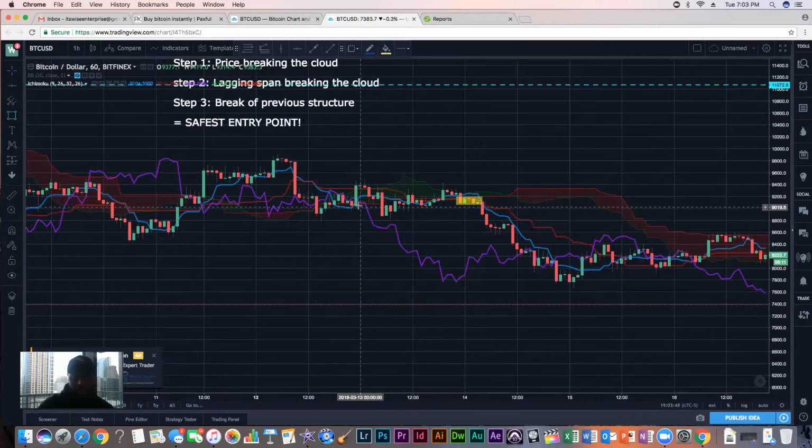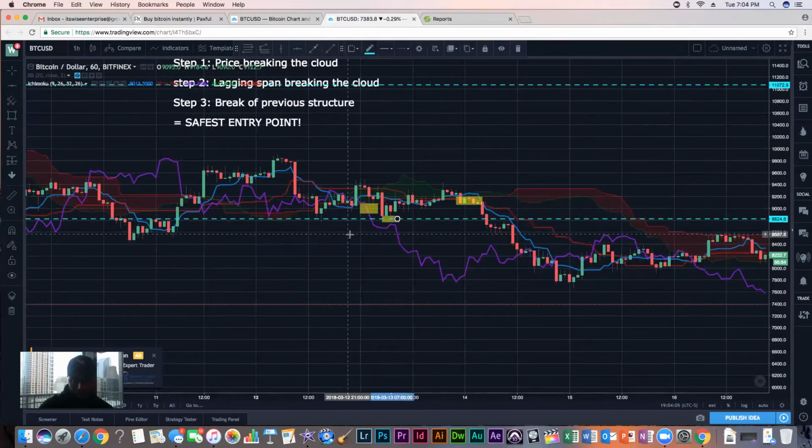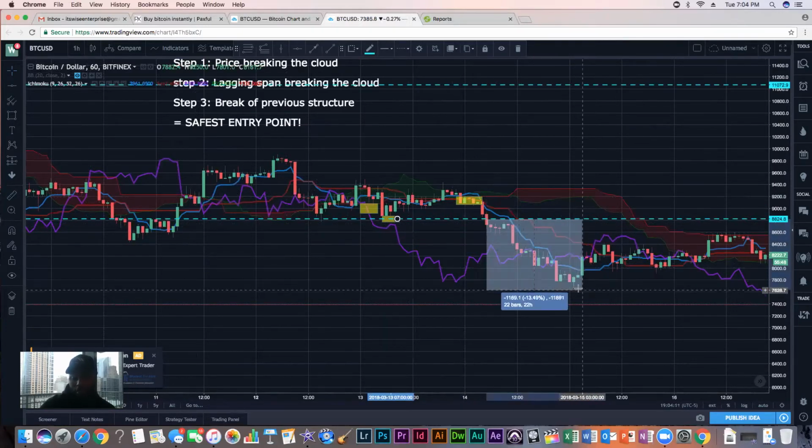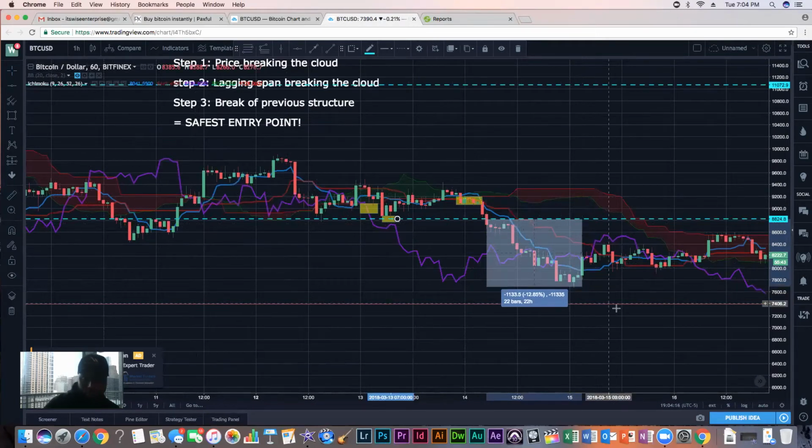We have the lagging span breaking out of the cloud right here, the purple line. And we have our structure. That's the structure. So step one, step two, step three, all confirmations. Boom, we're taking that trade right here. Let's grab our ruler and see how many pips we could have caught. For the most we could have caught, 1,133 pips in less than a day.